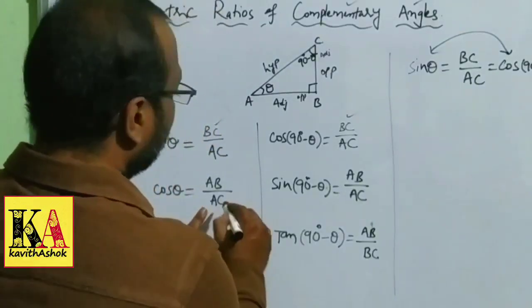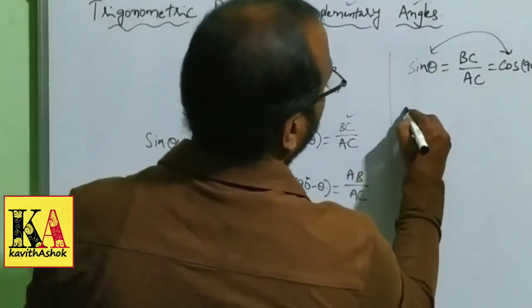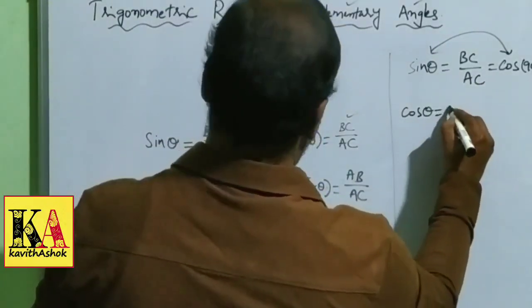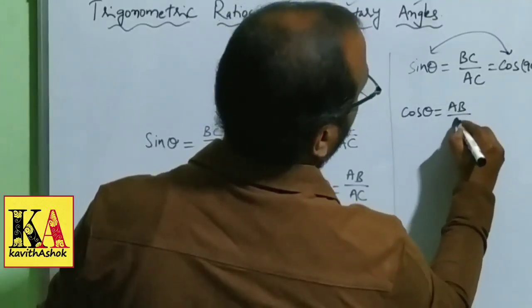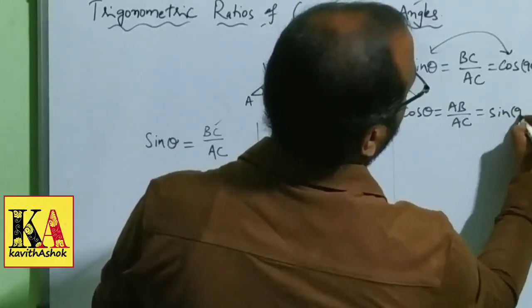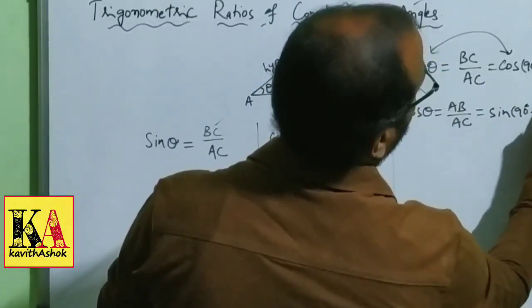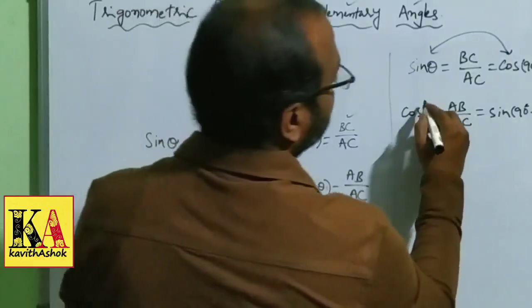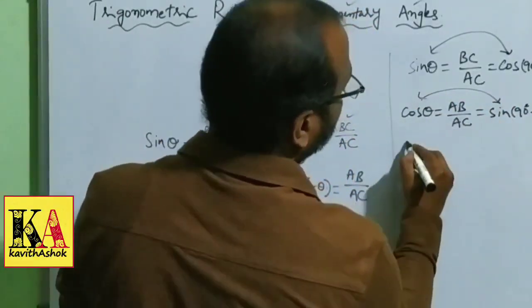Once again, AB by AC. Now cos theta is equal to AB by AC. This is equal to what? Sin 90 degrees minus theta. Then these two are equal. So finally, what are the conclusions here?